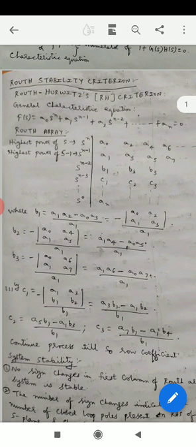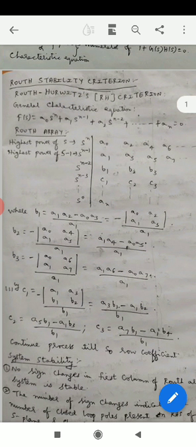Okay, so in this way we have determined the third row elements B1, B2, B3. In the same way you have to find the next row elements C1, C2, C3. That is the S power n minus 3 elements.